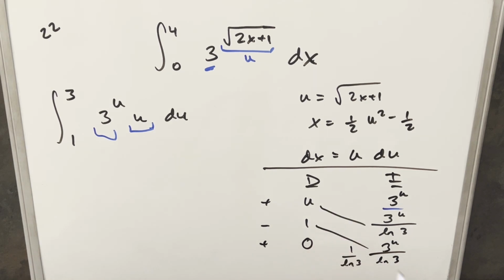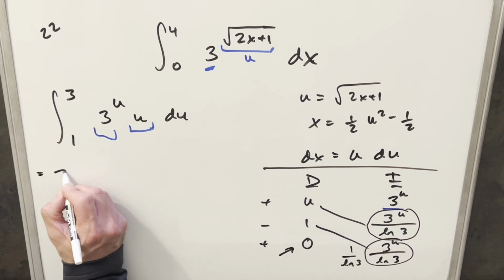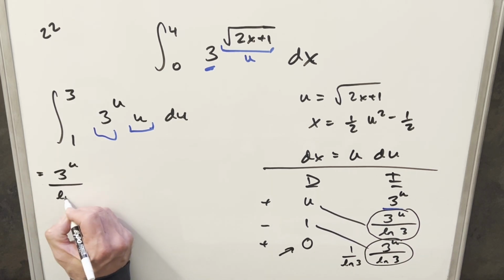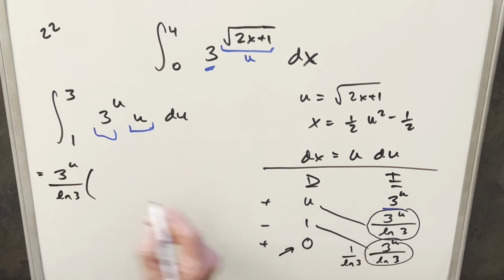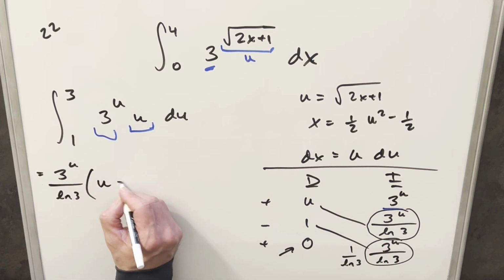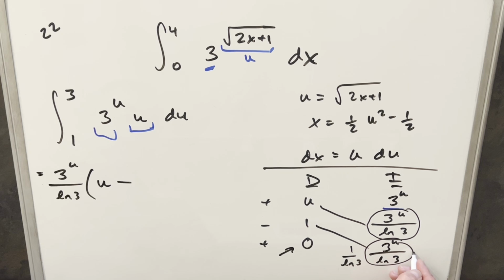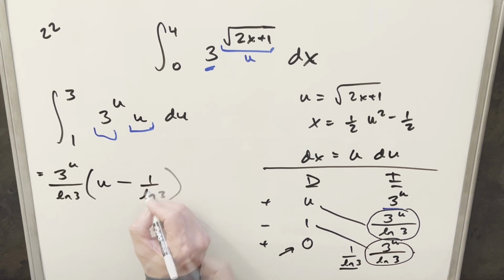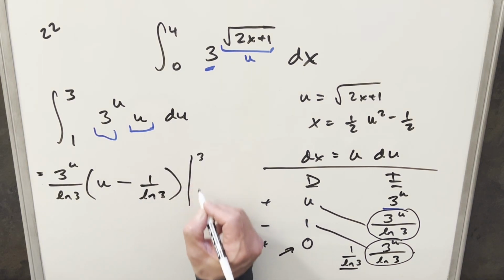So now we can copy down our solution on the diagonals. We don't have to worry about the last row because we have a 0 there, which zeroes out that last integral. We have in common this 3 to the u over ln 3 in both terms, so I'll factor that in front. I'll write this as 3 to the u over ln 3. For the first term, we're just going to have a u. Then we have this minus sign, and what's left here, because we already used this, is just 1 over ln 3. For this, we just need to evaluate it from 1 to 3.